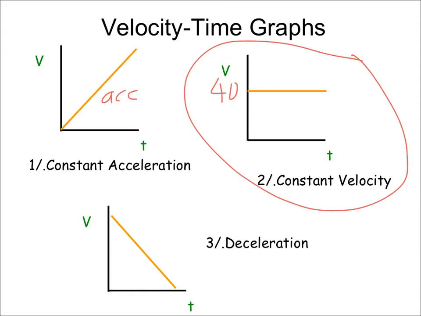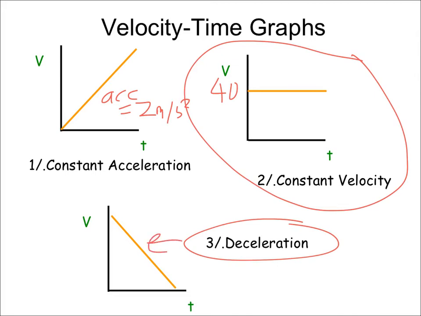This one shows linear acceleration. So the acceleration is a constant number. In this case, the slope of it, maybe it's 2. So that gives us a slope of 2 meters per second squared. Deceleration is represented by a line going down because the velocity is decreasing. And again, this is constant deceleration because it's a straight line. Maybe this acceleration would be 4 meters per second squared.